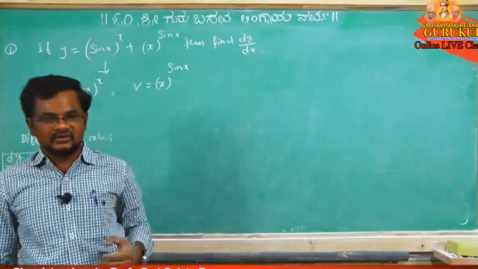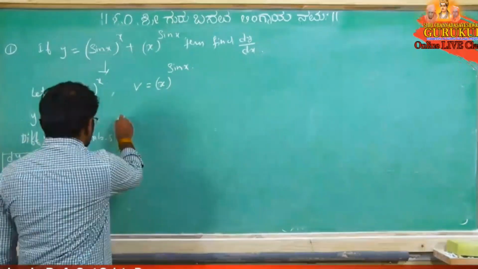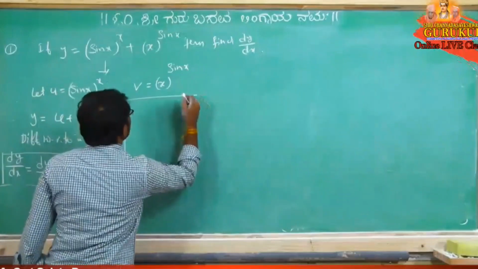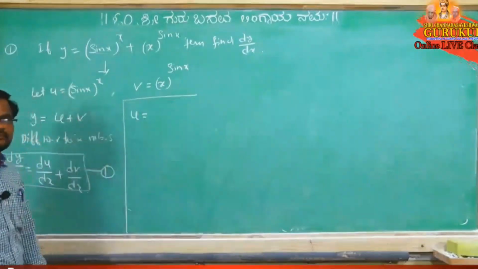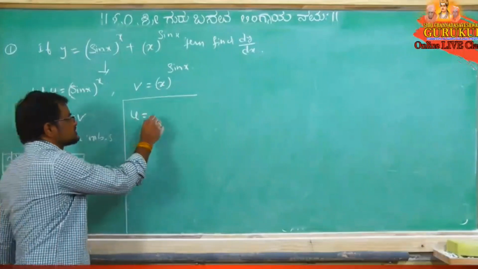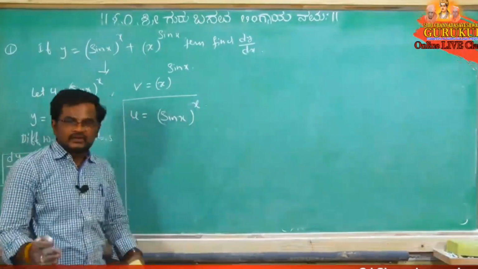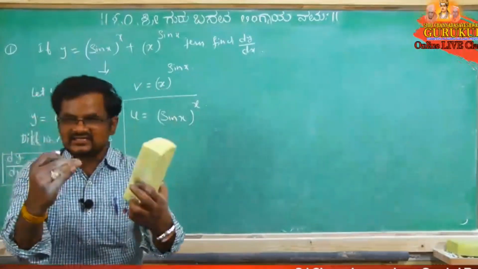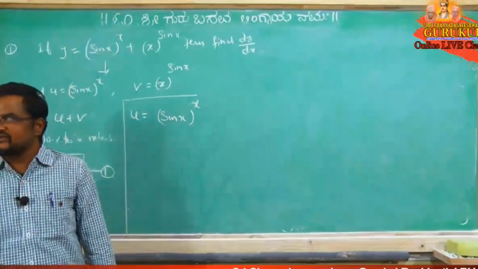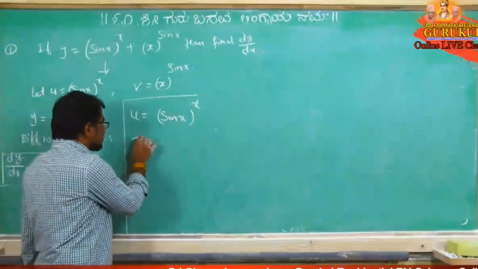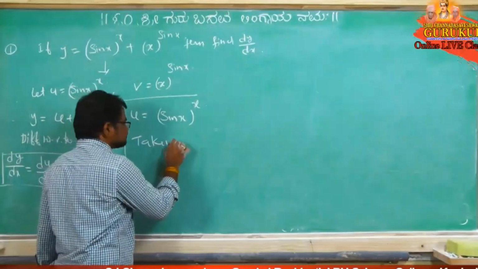For that, what do we have to do? First take u. What is u? (Sin x) whole power x. How did you do the previous one? Same as it is we have to do. First step, what do we have to do? Taking log on both sides.